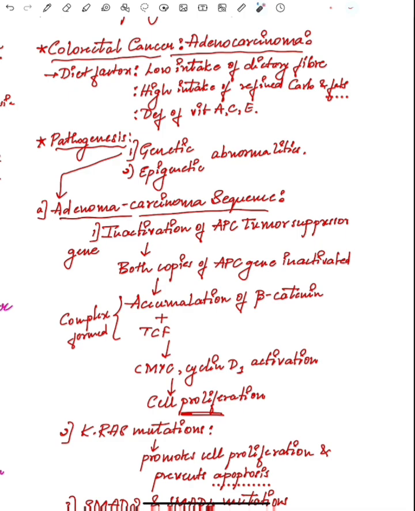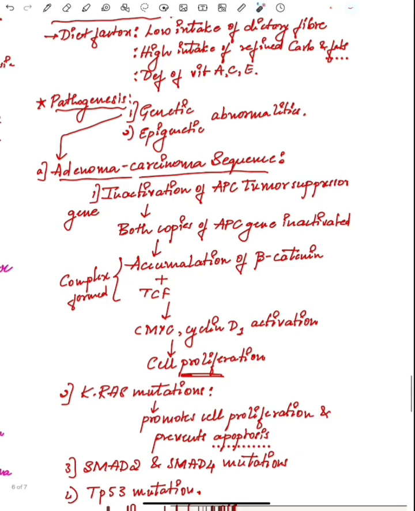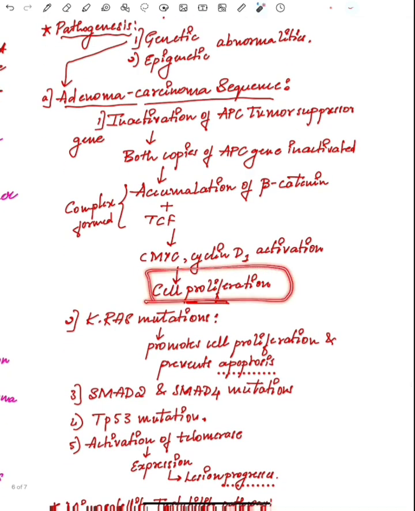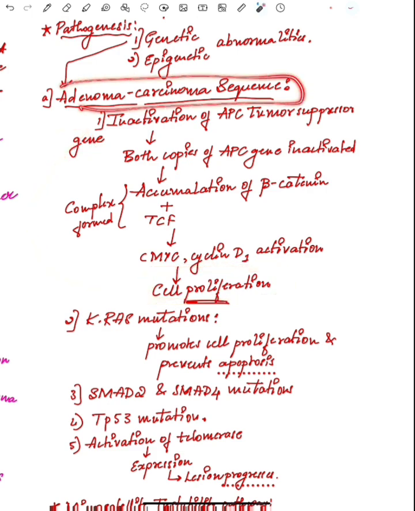In this, there will be inactivation of the APC tumor suppressor gene, which leads to both copies of the APC gene being inactivated. Then this inactivated APC gene leads to accumulation of beta catenin, and this beta catenin now combines with TCF and a complex is formed. This complex leads to the activation of the CMYC gene and cyclin D1 gene. It leads to cell proliferation. This proliferation leads to adenocarcinoma, and this is an important sequence we must remember.